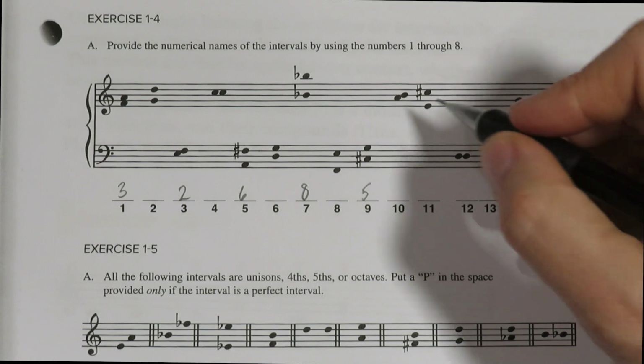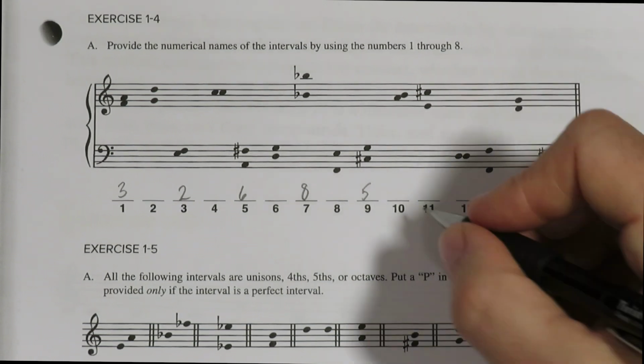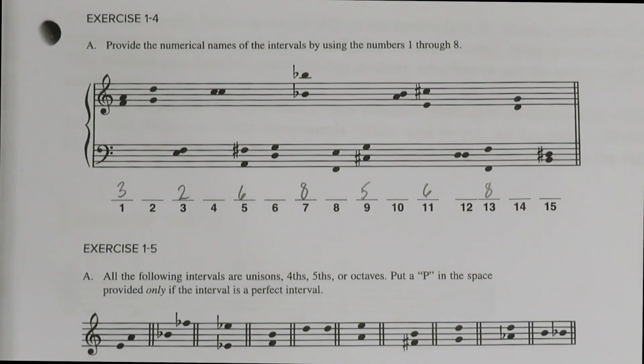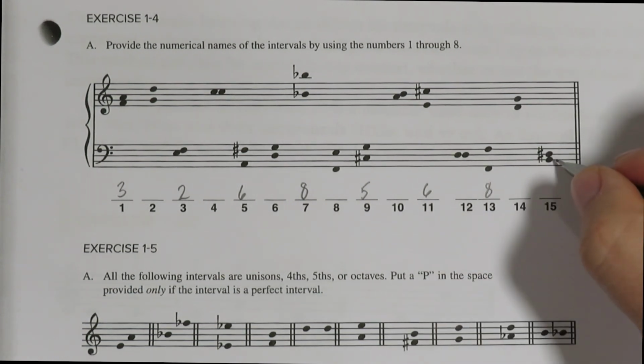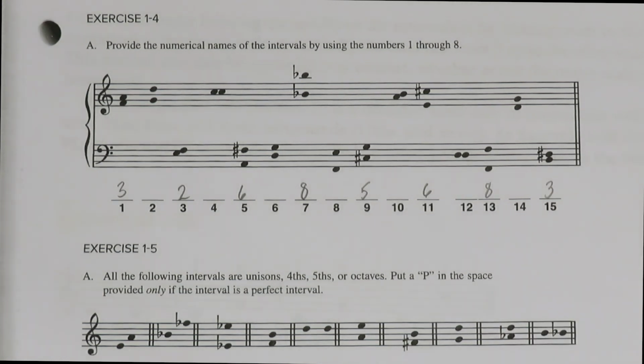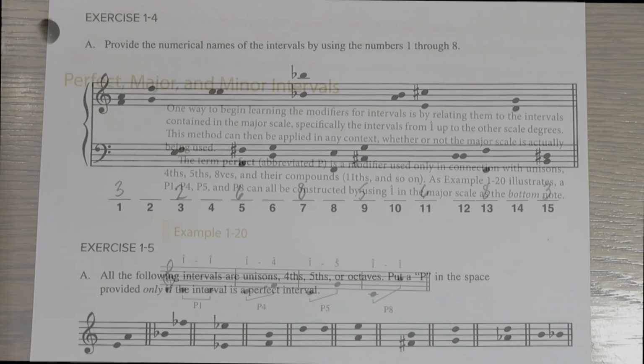E to C sharp, 1, 2, 3, 4, 5, 6. Okay. F to F, another octave. And B to D sharp is a third. Okay, so I'll see you for the next part.